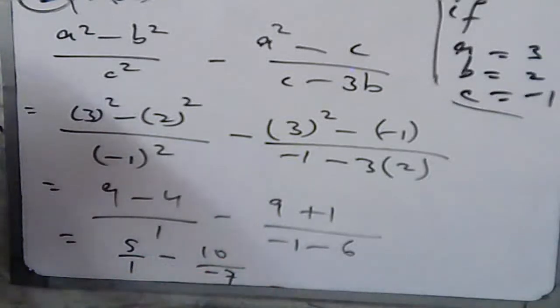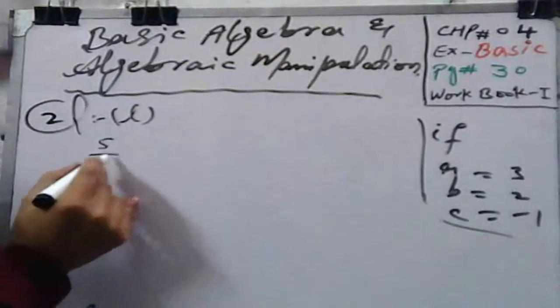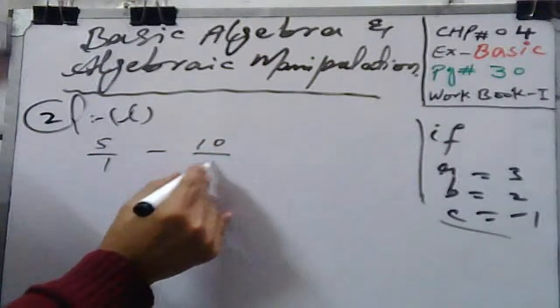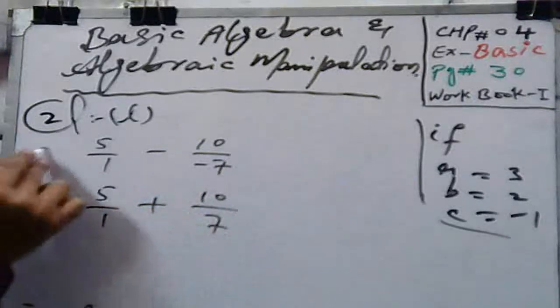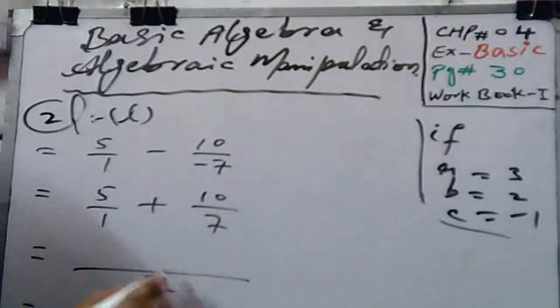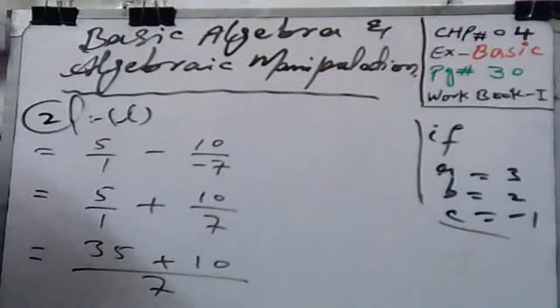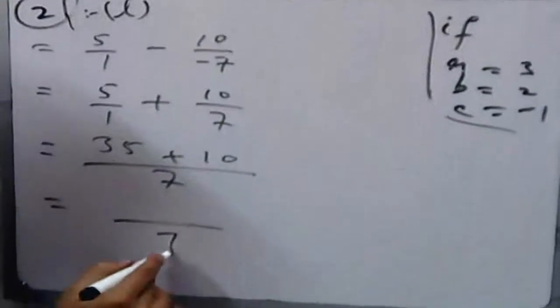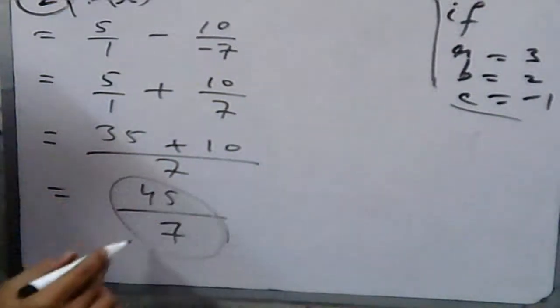But in next step you can see here 5 by 1 minus 10 by minus 7, you can write minus by 1 plus 10 by 7. First step, second step, third step, LCM 7 and 7 5s are 35. So your result is 45 by 7. So that is your required result if you divide it in whole number, but no need. So that is your required result.